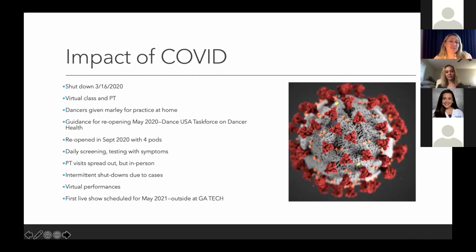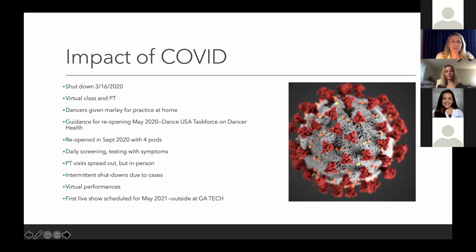Our dancers are doing daily screening. They're encouraged to do COVID testing with symptoms. We have had to shut down a few times due to some COVID cases, which I think is the case for a lot of organizations, which has caused some intermittent shutdowns. The dancers are off for a week, they're off for 2 weeks, maybe they're doing virtual class and they come back.